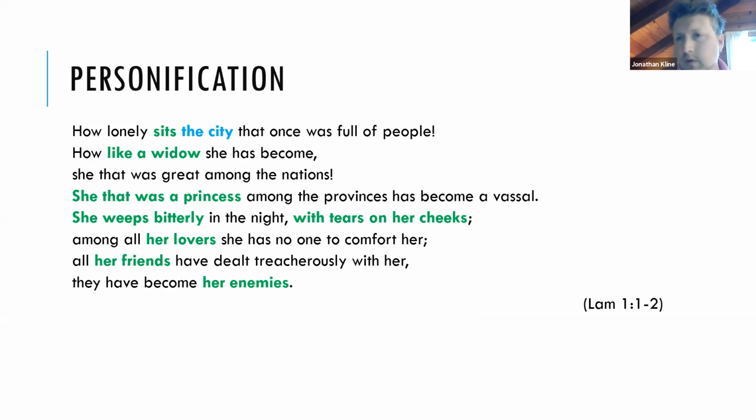So Jerusalem, the city, is what's being described, but she's being described as like a widow, as a princess. She's sitting, weeping bitterly. She has tears on her cheeks. It refers to her lovers, her friends, and her enemies. So granting human characteristics to a non-human entity is a rich way of describing the situation.